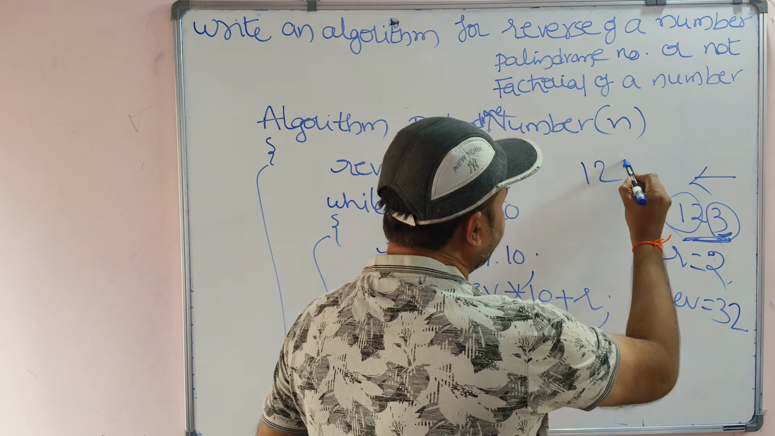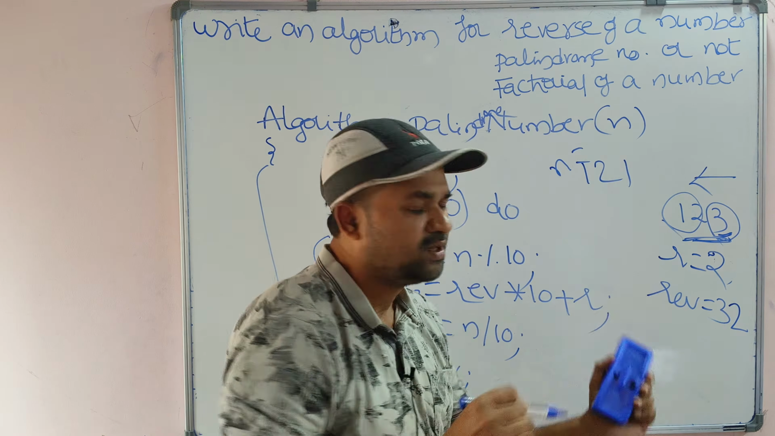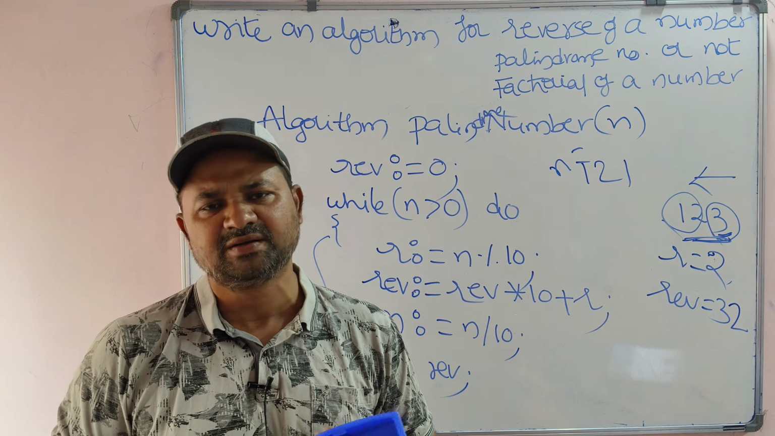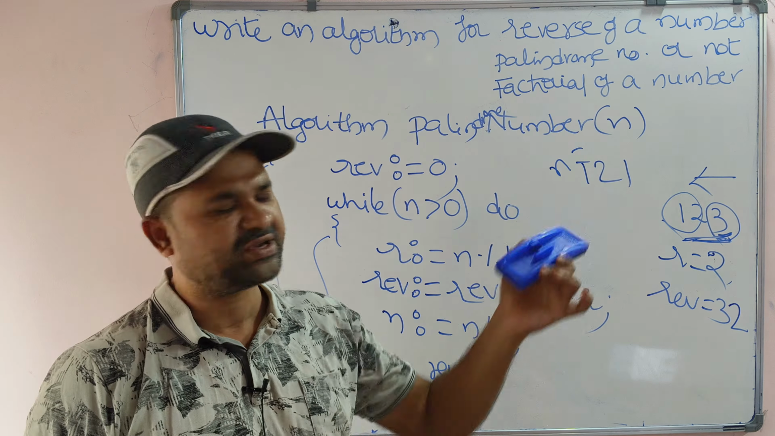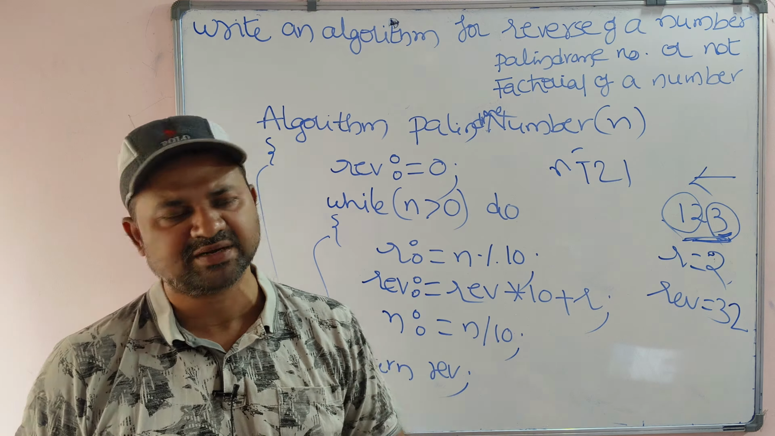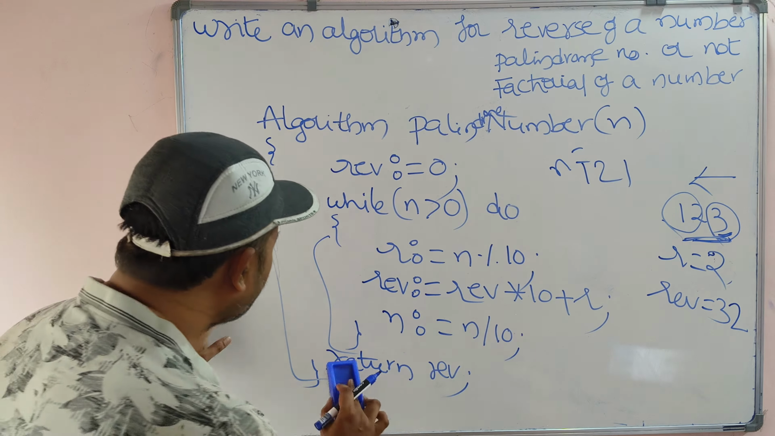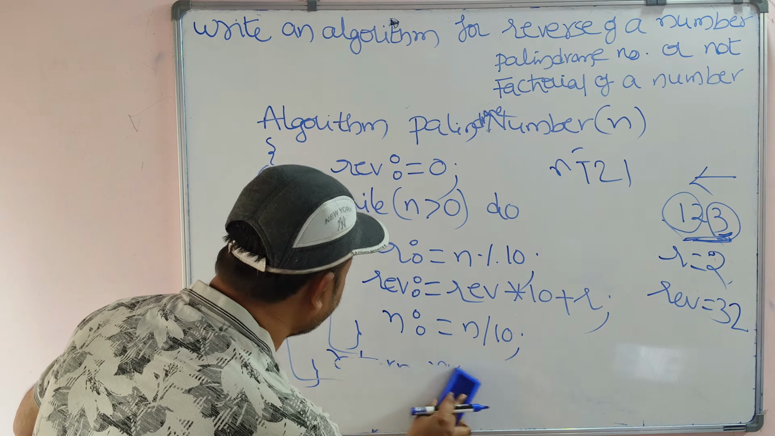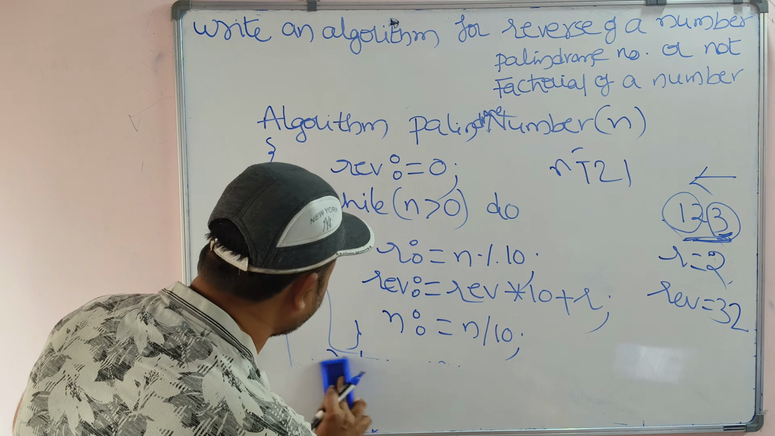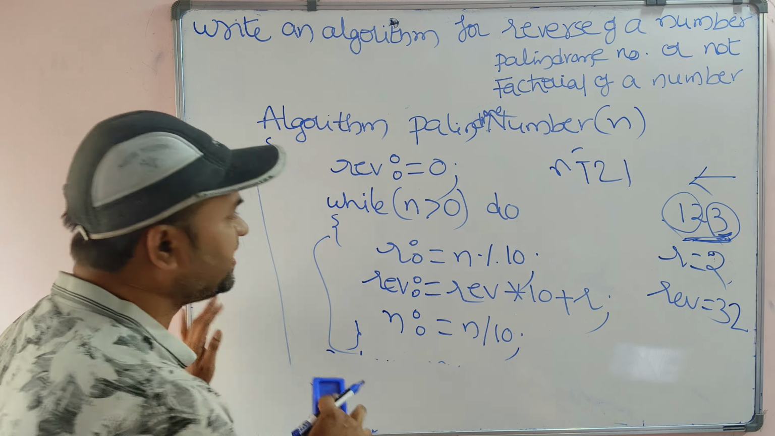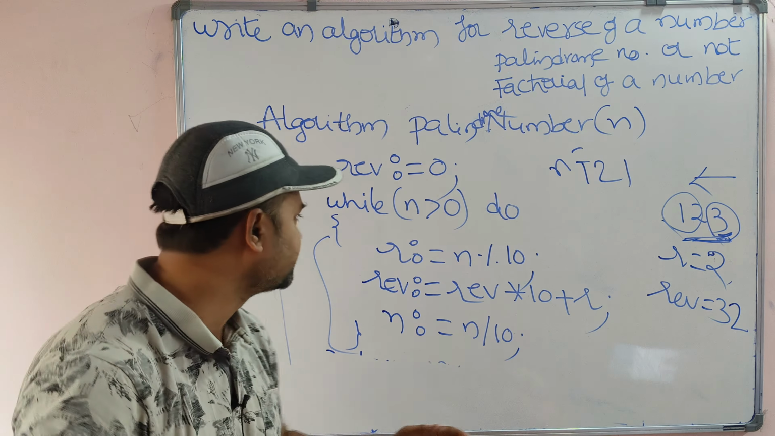Let the number be 121. What is the reverse of 121? 121 only. So the given number is equal to the reverse number. So we can say that 121 is a palindrome number. So already we know how to calculate the reverse number. So now REV contains the reverse of the number 121.